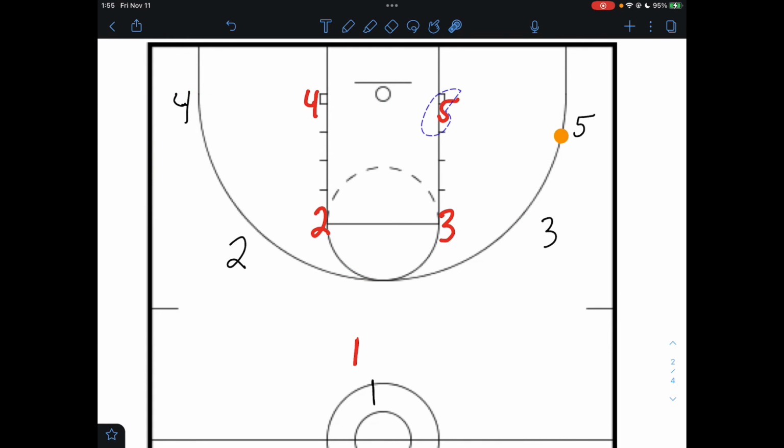All right, let's reset this back to the other side here. So we'll go ball in the other corner here. So 4 is out there defending. 5's guarding the lane. 2 sagging down a little bit. 1's guarding the high post.